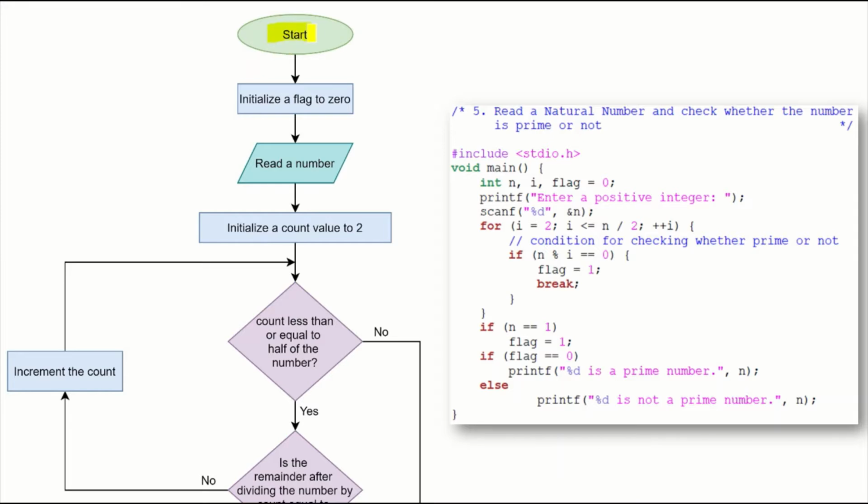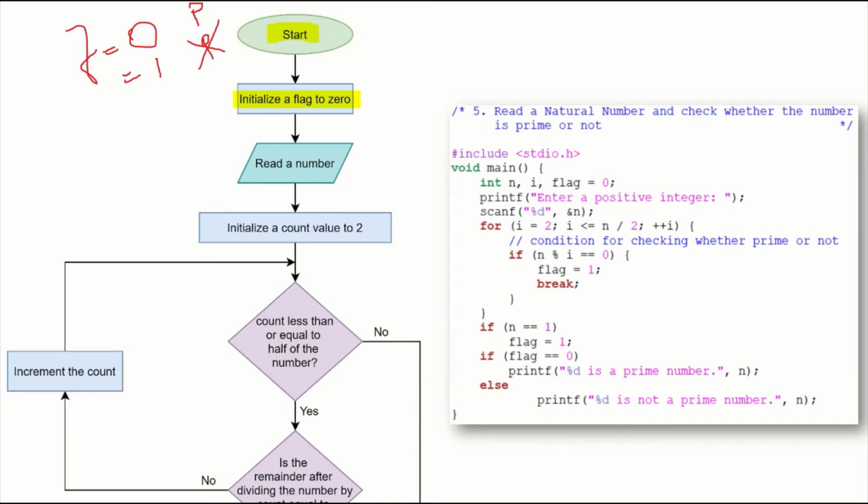The flowchart starts here with a start in an oval shape, and we are initializing a flag to 0. We will use this flag in such a way that when flag is equal to 0, that represents it is a prime number, and when flag is equal to 1, it is not a prime number. So we shall see how it is used in the following session.